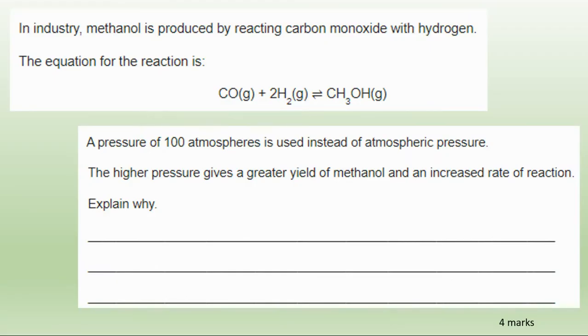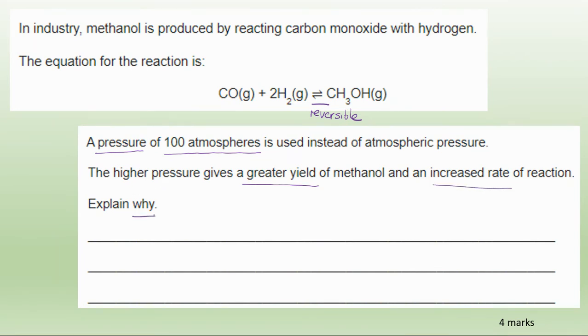I would then find a past paper question. So take this one, for example, and I would model it for them. I'm not going to get them to just go into a question. I'm going to look at this question and talk them through my metacognition, my thinking. So I'm going to say, in industry, methanol is produced by reacting carbon monoxide with hydrogen. The equation is here. I can see that it's reversible. A pressure of 100 atmospheres is used. So pressure is important. Instead of atmospheric pressure, the higher pressure gives a greater yield and an increased rate.